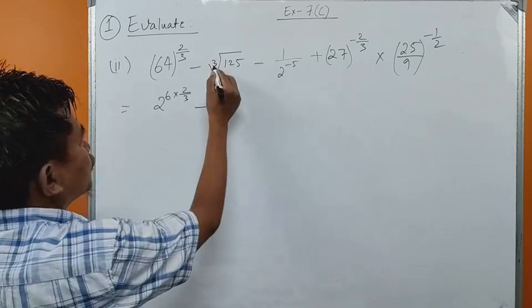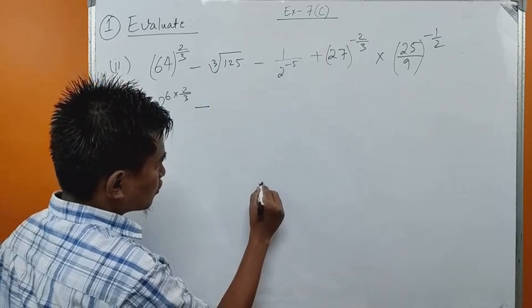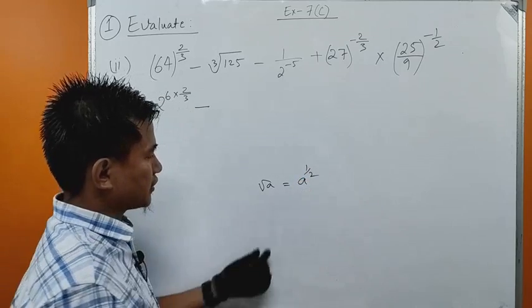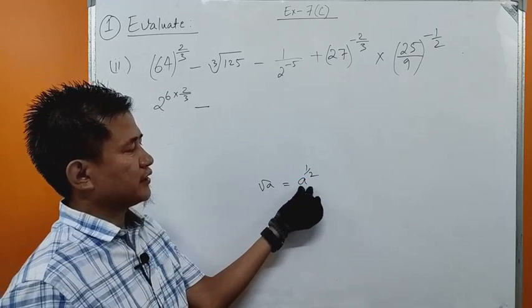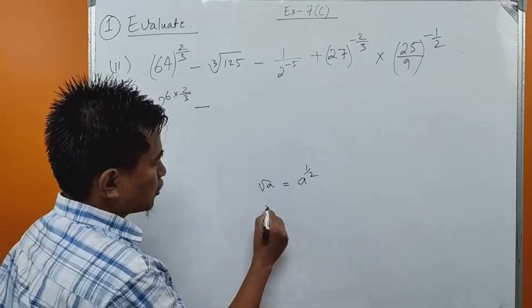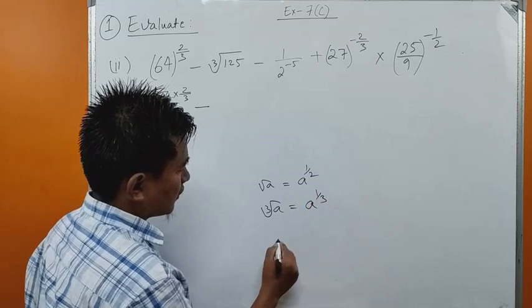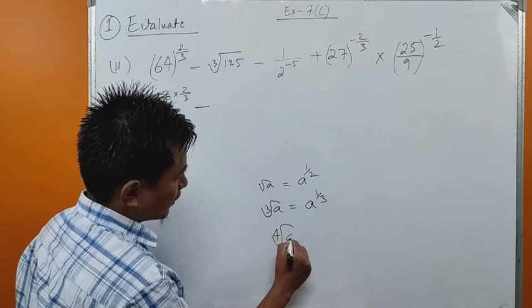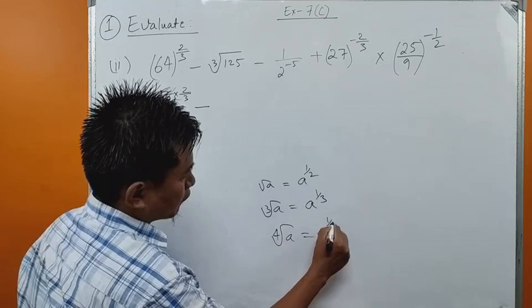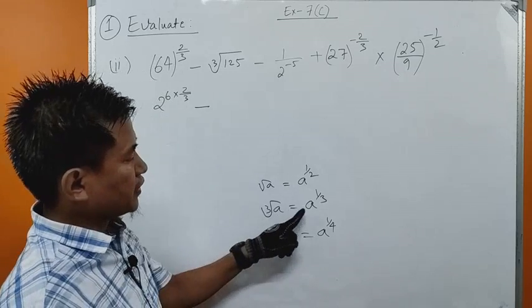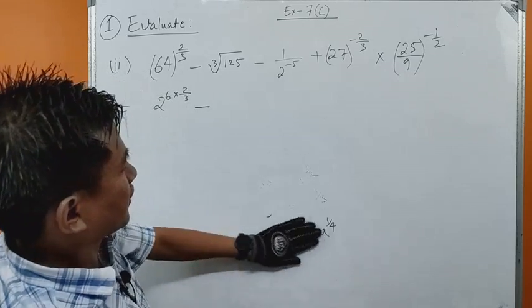Minus cube root. Root A can be written as A to the power 1 upon 2, isn't it? So cube root of A is written as A to the power 1 upon 3. Fourth root of A is written as A to the power 1 upon 4. So these are the rules of indices. Cube root A means A to the power 1 upon 3.